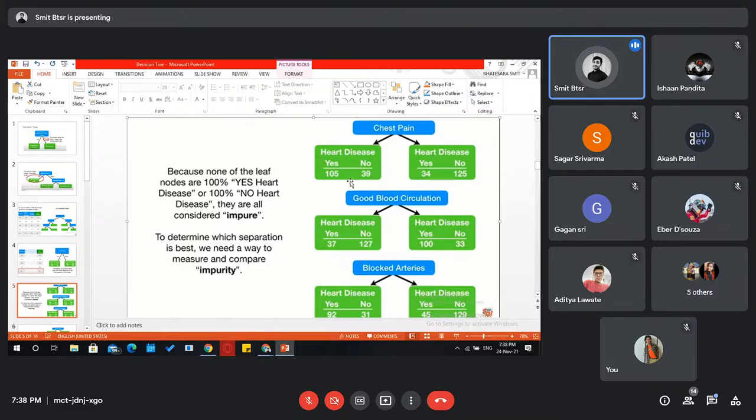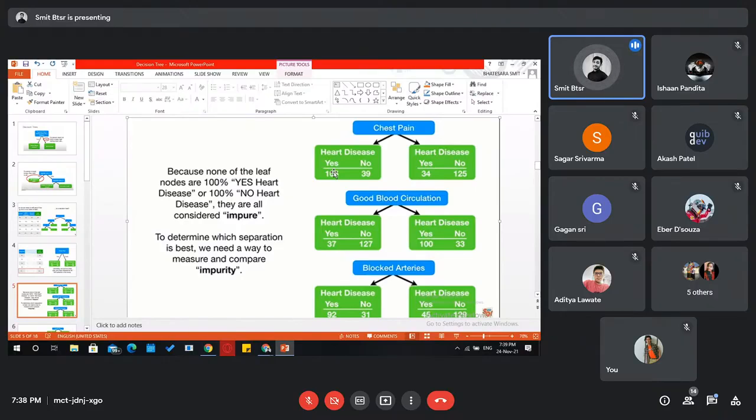Okay, so what we can conclude is whoever has the chest pain would definitely have heart disease, because none of them are found that there is chest pain but no heart disease. So if we read all the data and found that all the patients who have chest pain, all of them have heart disease.